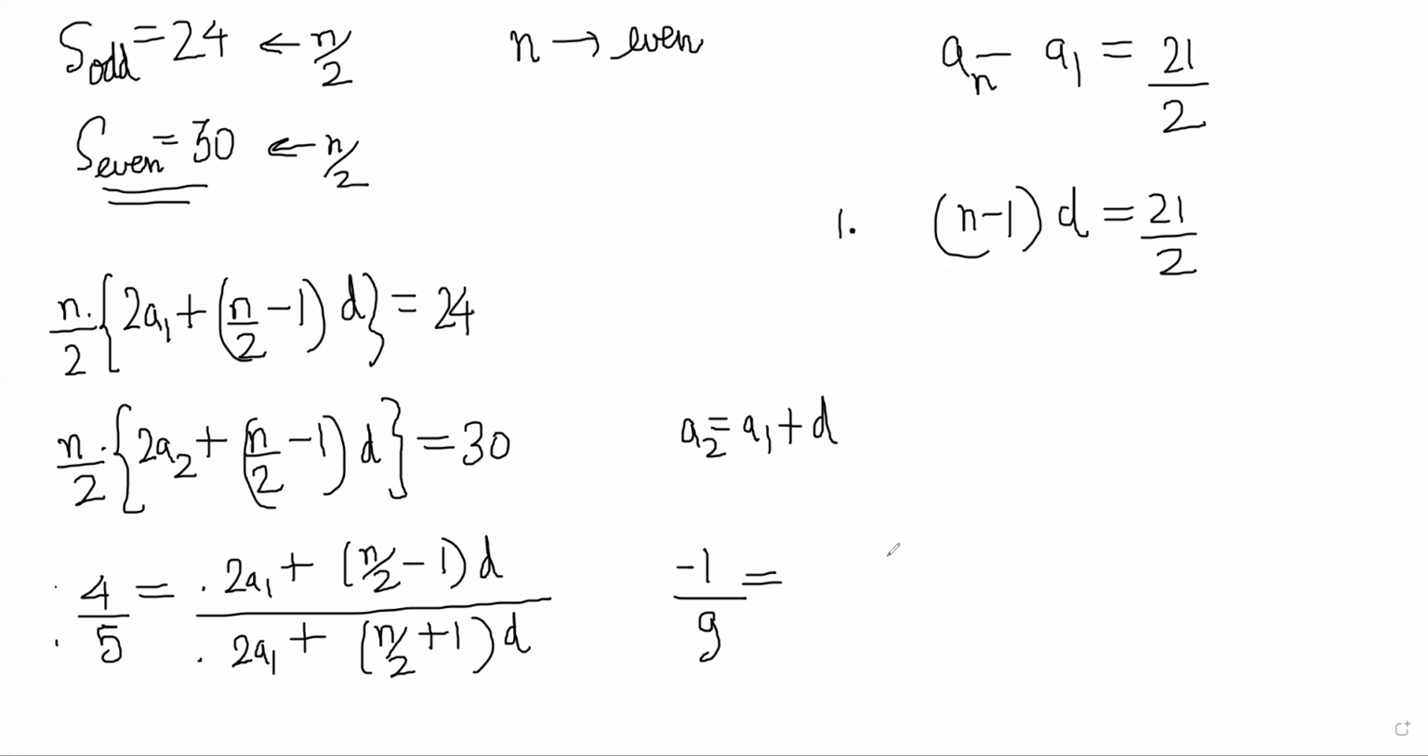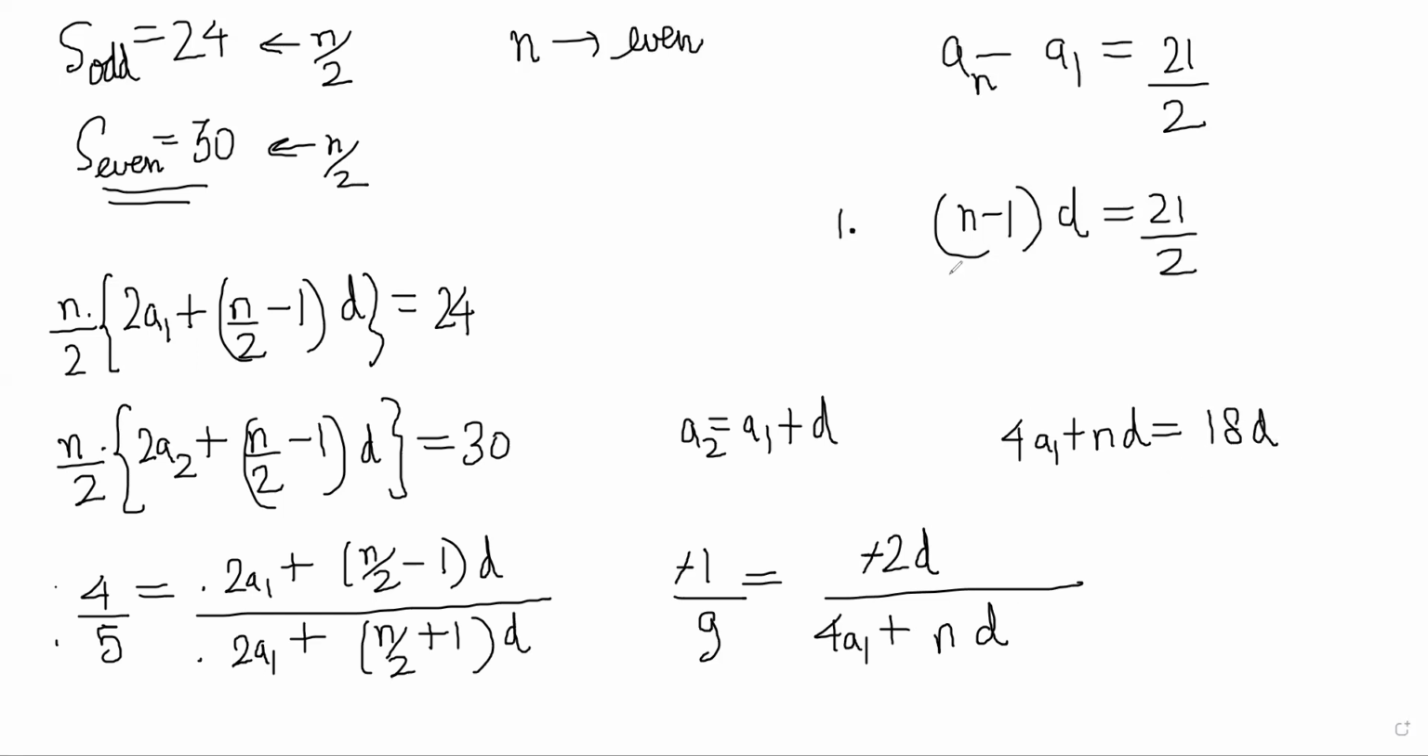Subtraction would be n by 2 minus n by 2 minus 1, so minus 2d. By addition would be 4a1 plus n, this addition is nd, right? Do you understand what I'm saying? So you're getting 4a1 plus nd minus, cancels, is equal to 18d. This is one equation, and here you have nd minus d is equal to 21 by 2, right?